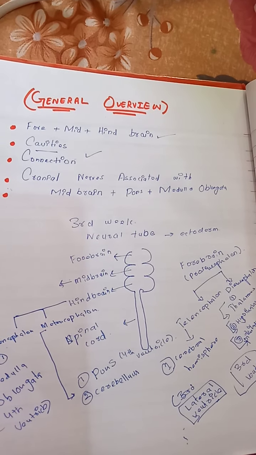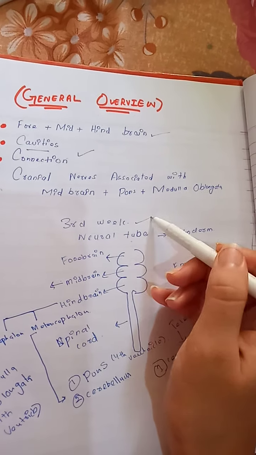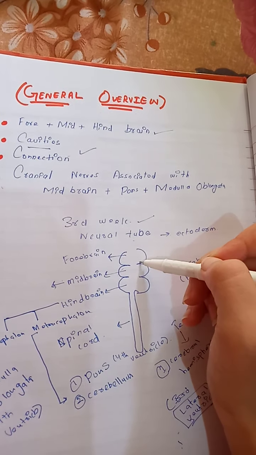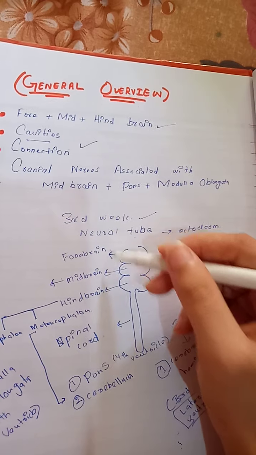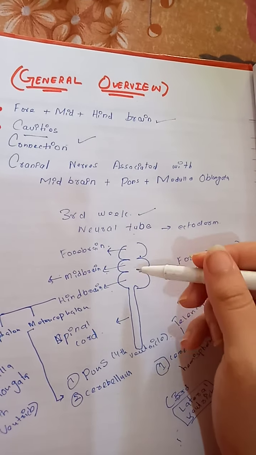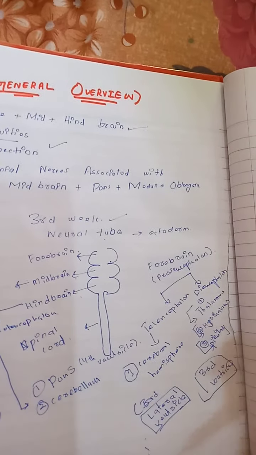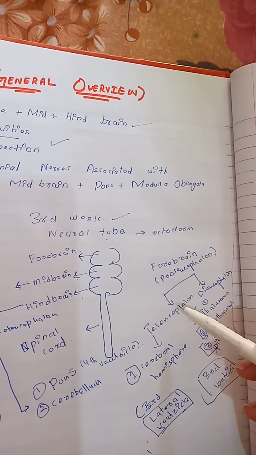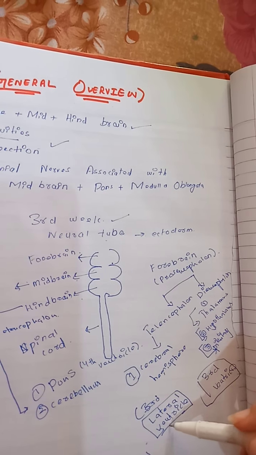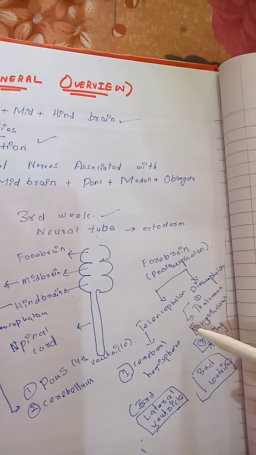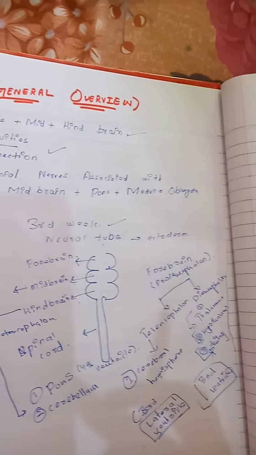So if we revise, the neural tube arises from the ectoderm in the third week. The cephalic end of the neural tube gives rise to 3 primary vesicles: forebrain, midbrain and hindbrain, and the caudal end extends to form the spinal cord. The forebrain is further divided into the telencephalon and diencephalon. Telencephalon gives rise to the cerebral hemisphere, and its cavity is the lateral ventricle. Diencephalon gives rise to the thalamus, hypothalamus and the pituitary, and its cavity is the third ventricle.